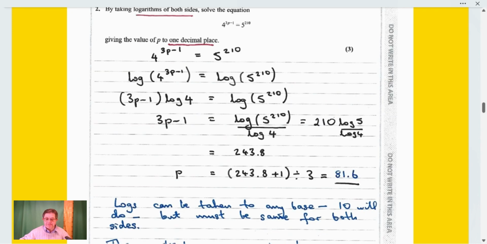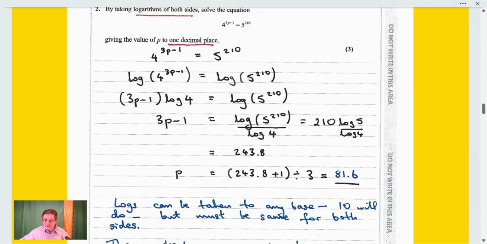So we take logs of both sides. It doesn't matter what base we take logs to in this question, so long as we do the same for both sides. We then apply the power rule to take the 3p minus 1 to the front, and we're actually also going to take the 210 to the front, although I've left that to a slightly later stage. So 3p minus 1 is going to equal 210 times log 5 over log 4, which is 243.8. Rearrange by adding 1 and dividing by 3, and we get 81.6. The question says 1 decimal place. Let's make sure we do that.